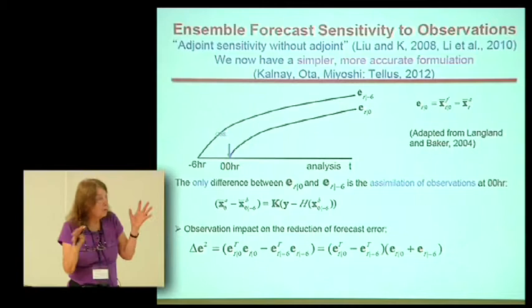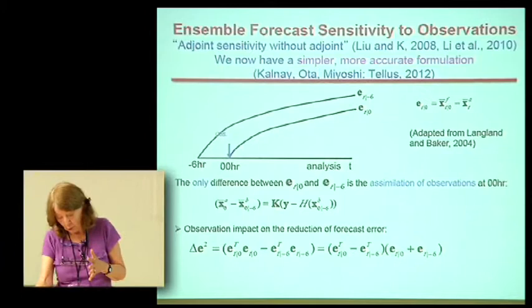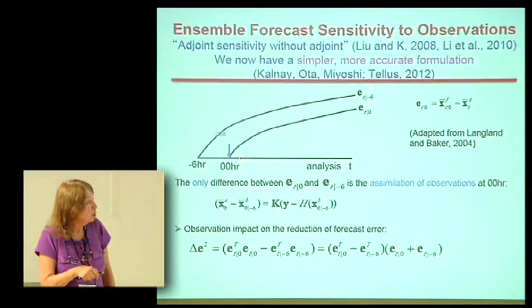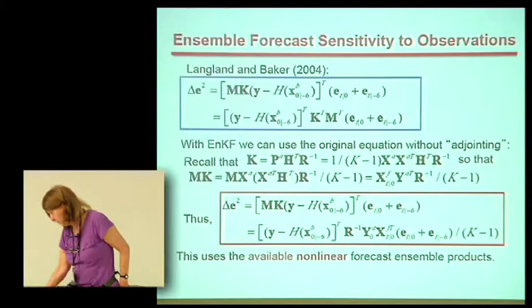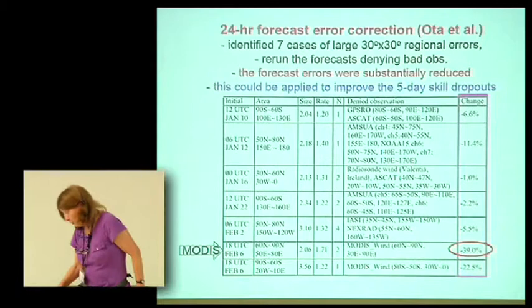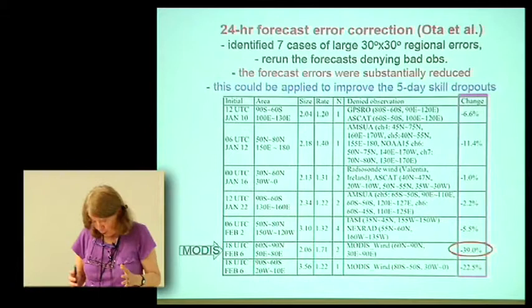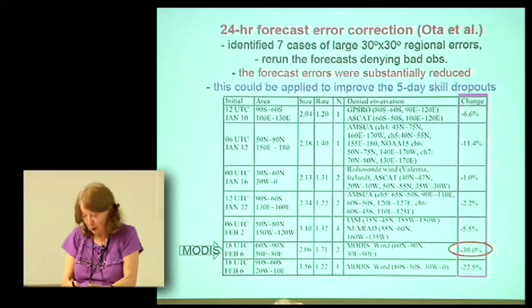So this is a very complex system, but Langland and Baker managed to show, in the variational system, that one could compute the sensitivity of this forecast error difference and attribute it to each observation. And then I developed a similar and simpler approach for the ensemble Kalman filter, which I'm going to skip, but I do have observation equations occasionally. What I wanted to show is this very powerful new idea: we can estimate from a single forecast which improvement or deterioration of the forecast came from which observation. And this was done by Yoichiro Ota.